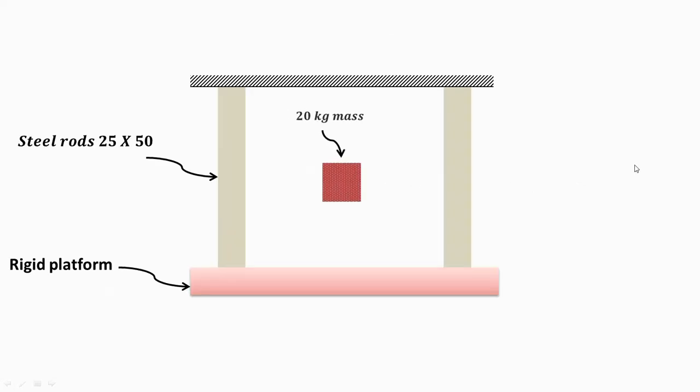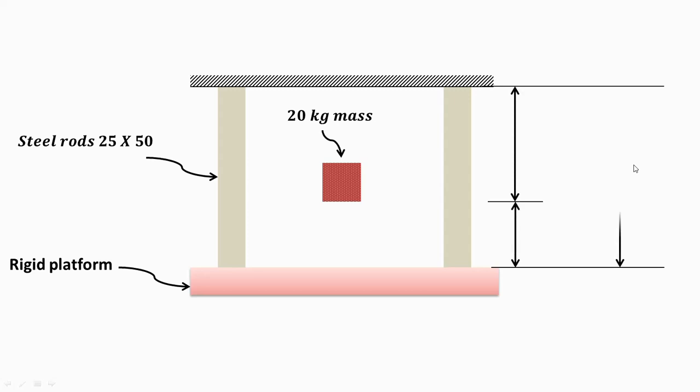So let us see the figure which is given in the example. We have the total length of the bar as 3 meter and a 20 kg mass is falling on this rigid platform from a height of 1 meter or 1000 mm. Remaining distance will be 2000 mm. These are the two steel rods. This is the first steel rod, this is the second steel rod, which has a cross section of 25 mm into 50 mm. So 25 into 50 mm square will be the cross sectional area. It is falling from this height of 1000 mm on this rigid platform.